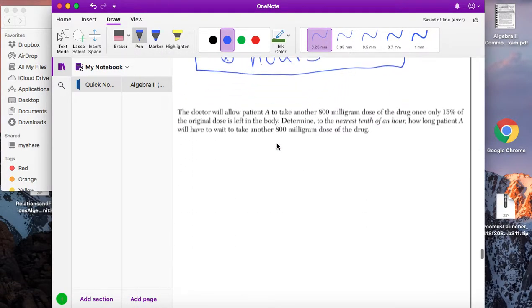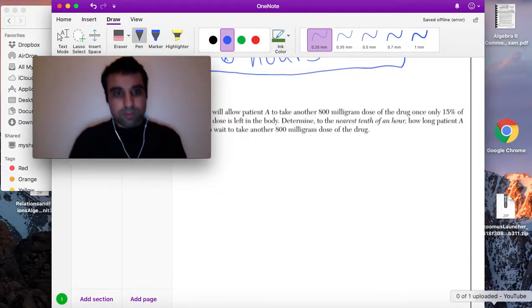Now, the doctor will allow patient A to take another 800 milligram dose. Let me actually pull myself back up. Let me sit up here.